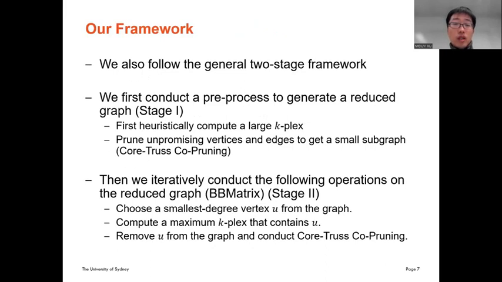In stage 1, we first heuristically compute a large K-plex. Then we use our algorithm, CoTrussPruning, to prune unpromising vertices and edges to get a small subgraph. Then we design an algorithm called BBMatrix in stage 2, which chooses the smallest degree vertex u from the graph and computes a maximum K-plex that contains u. And finally, it will remove u from the graph and conduct the CoTrussPruning algorithm.